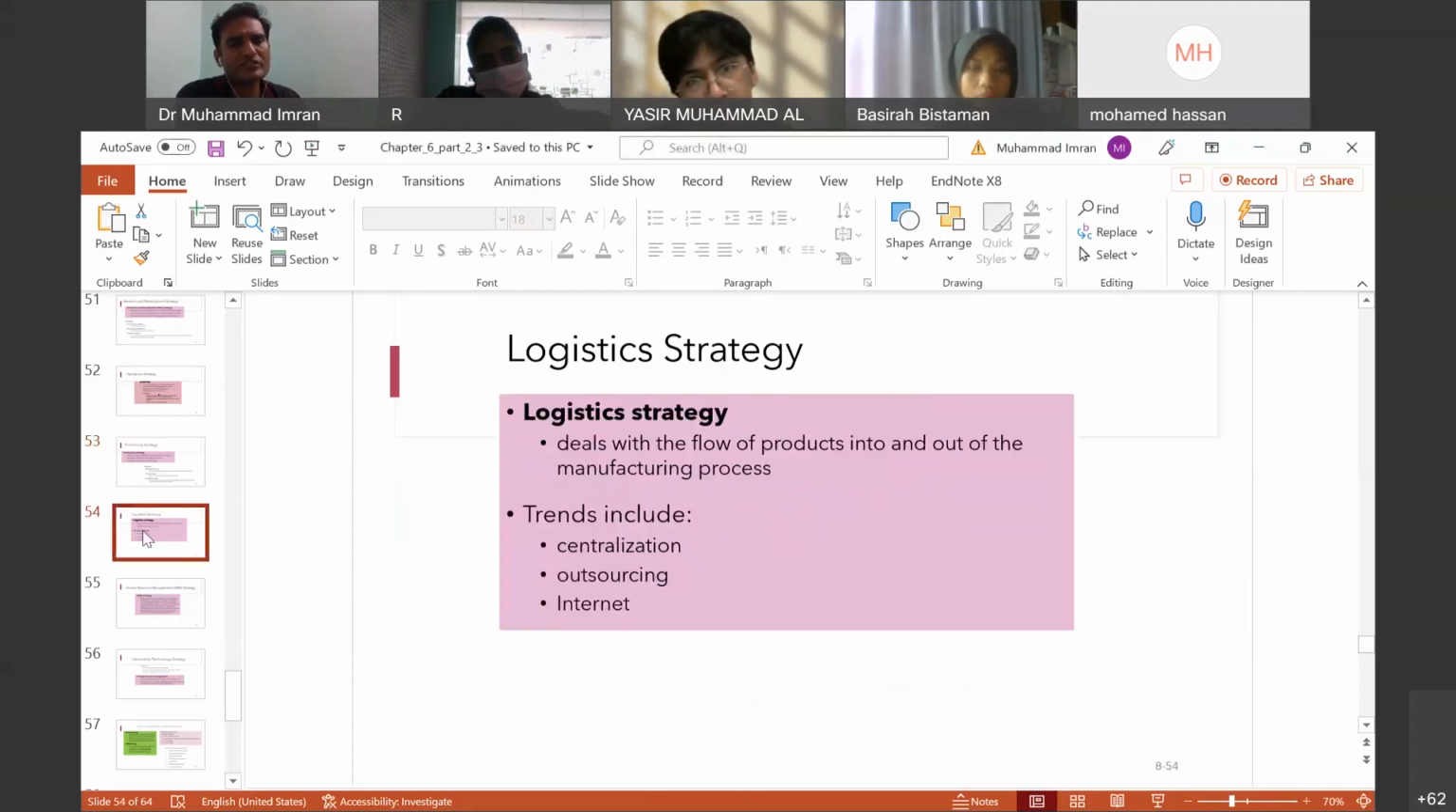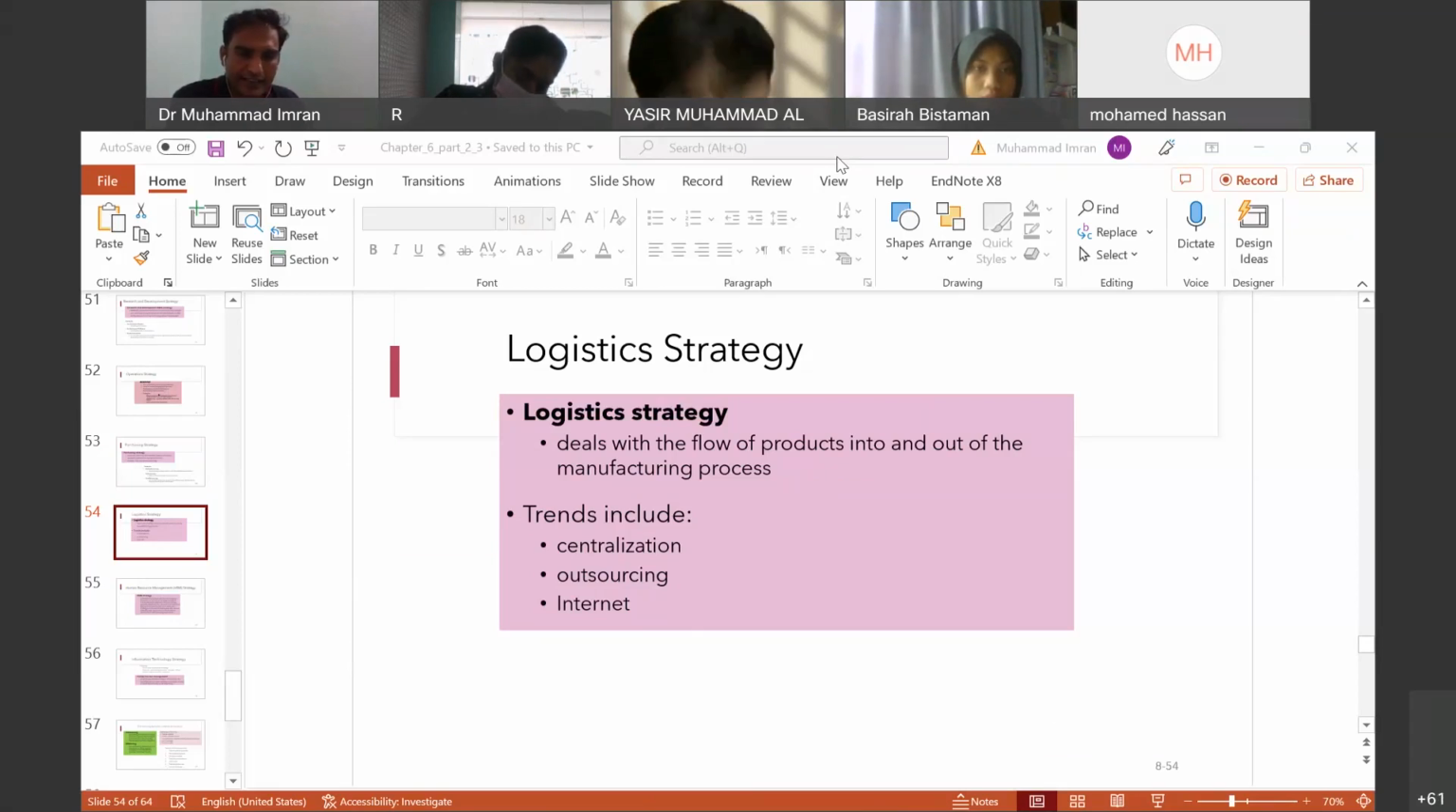For the logistics strategy, what is the logistics strategy? It deals with the flow of product into or out of the manufacturing process: centralization, outsourcing and internet. They can go for it themselves, centralized. For outsourcing, they can hire transport services, logistics services.